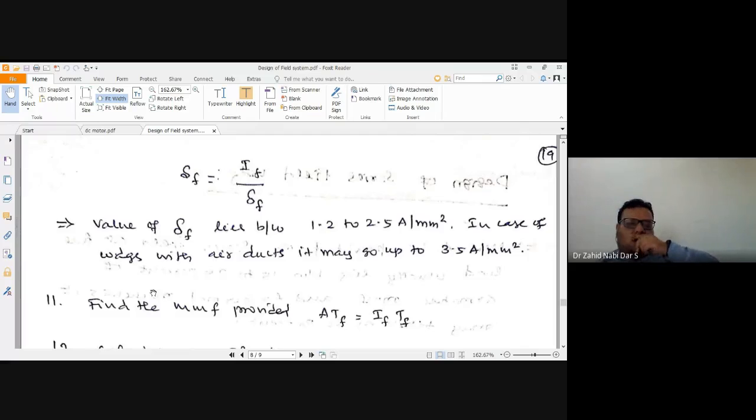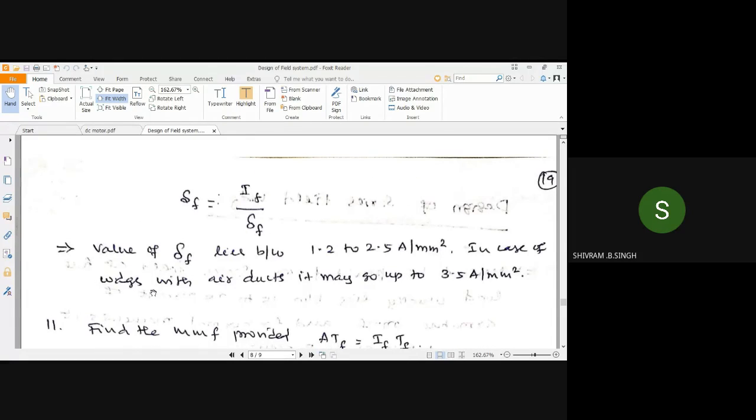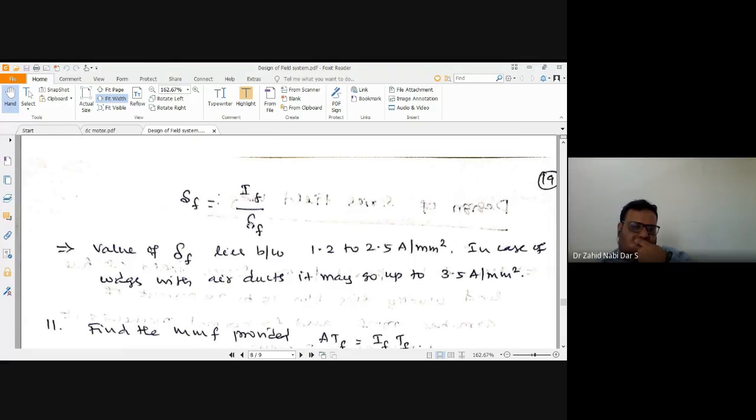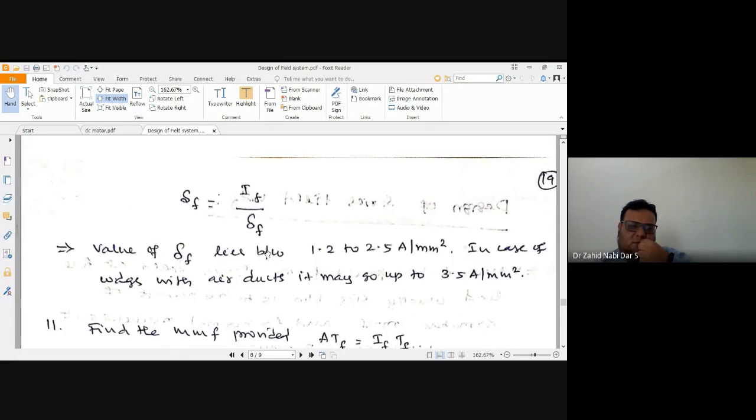Okay, so then the value of delta F lies between 1.2 to 2.5 ampere per millimeter square. Delta F is equal to IF by AF. Yes, some mistake is there here. So delta F is equal to IF by AF. You can understand that. No, this is not delta F. This is actually SF. This SF is the area, equal to IF by delta F. This is the area. Okay, this space factor you also have to consider in terms of this.